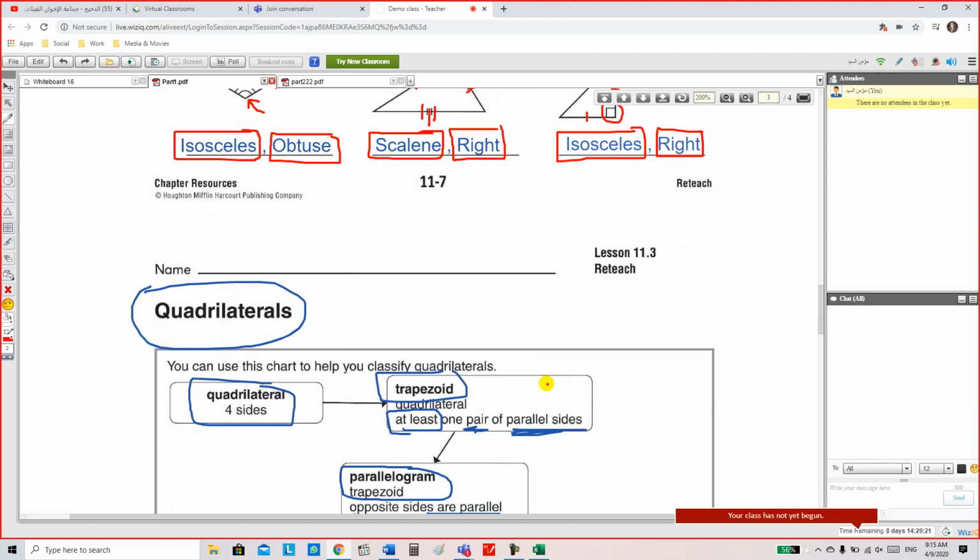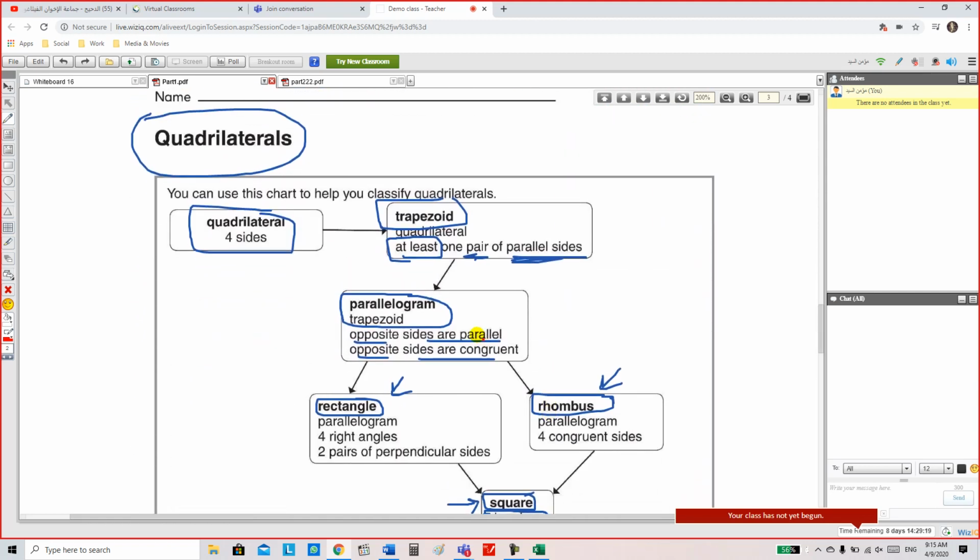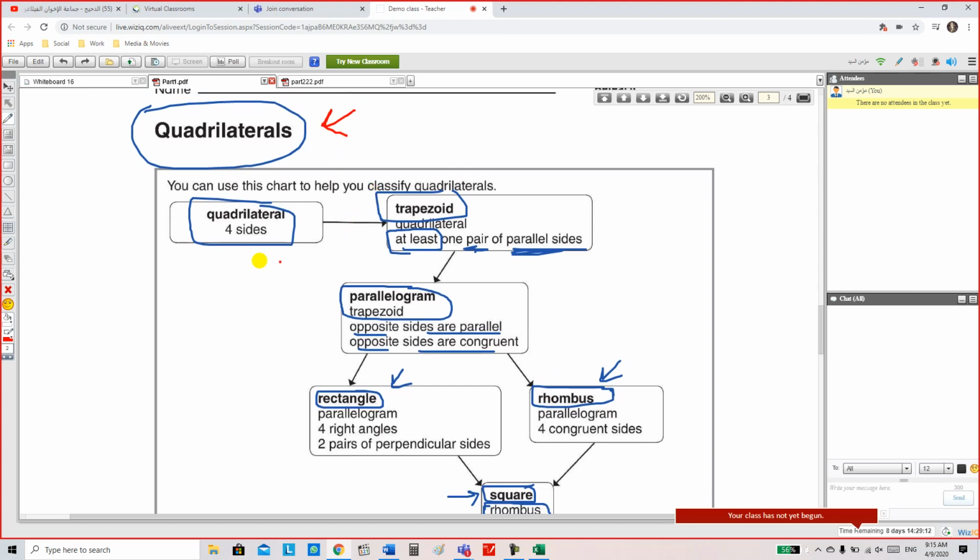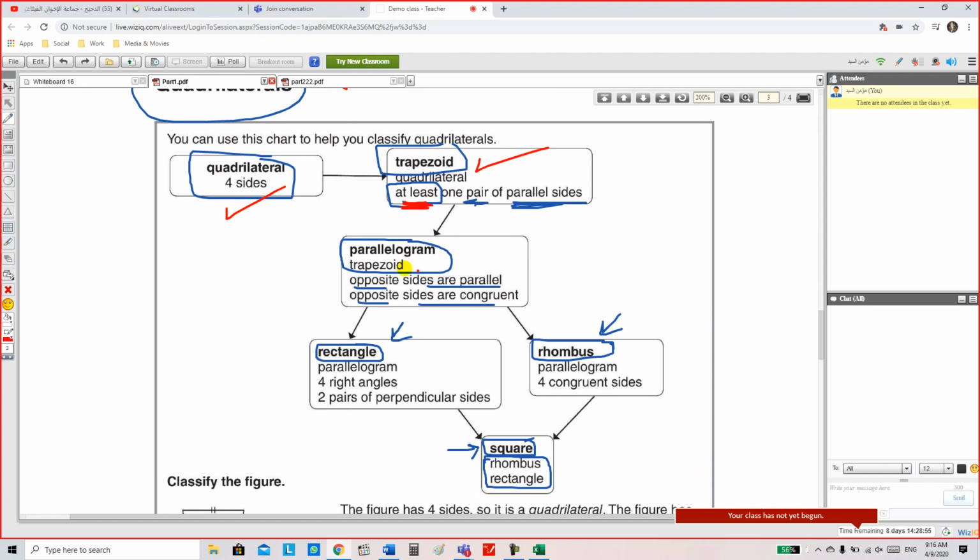Let's move to the next page. We are talking on this page about quadrilaterals. Quadrilateral means four sides. Then if we have at least, pay attention to this word, at least one pair of parallel lines, we can say that this is a trapezoid. And then parallelogram in this order. You have to follow this order when you answer.